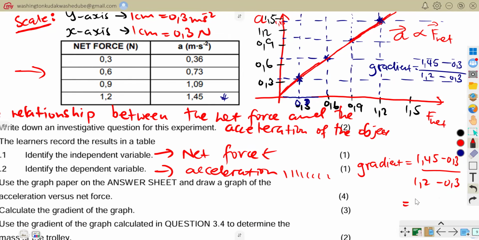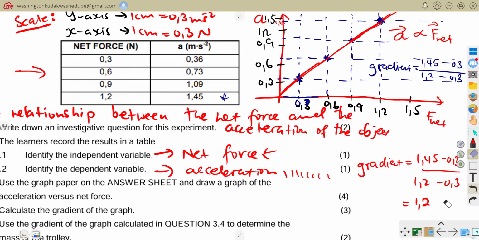So let's punch in our calculators so that we get to cross check the answers that I'm going to get here, where we are saying 1.45 minus 0.3 divided by 1.2 minus 0.3. I'm getting a value of 1.277. This is the value that I'm getting, 1.277. So I'll round it off.